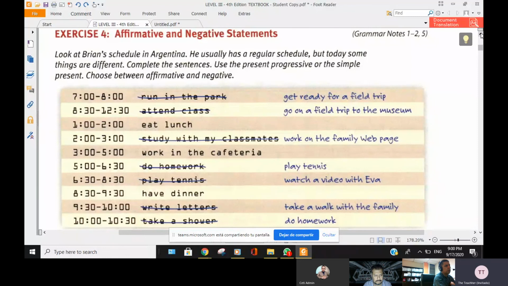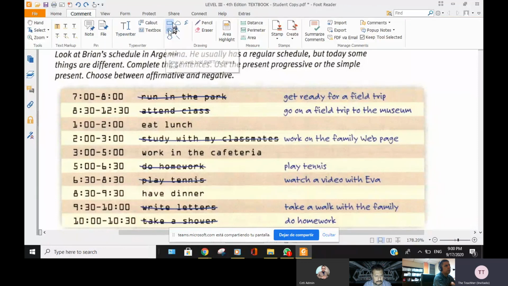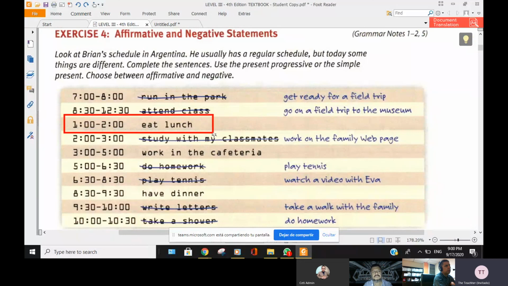Mr. Ezekiel, are you eating lunch? Because he's going to send me the schedule. So if you send me the schedule, Mr. Ezekiel, I'm going to ask you at 1 o'clock, what are you eating for lunch, Mr. Ezekiel? And then you can say, I am eating pizza. You see? And then we can have a conversation.